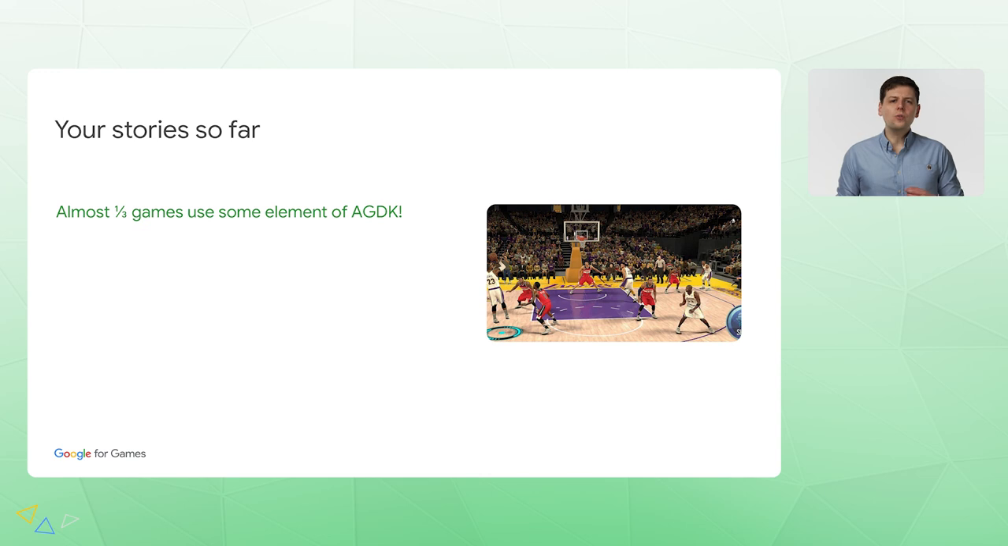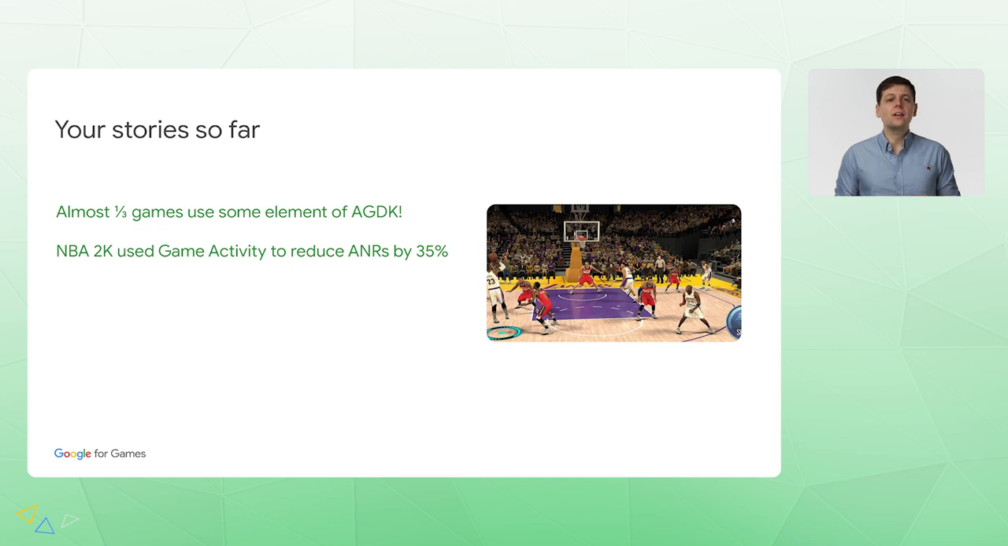So AGDK launched in July 2021, and the response has been truly great. Almost one-third of games now use some element of the Android Game Development Kit, whether it be integrating the frame pacing API, using the Game Development Extension, or one of our many other features. We've heard and shared many great stories of your successes with these products. Cat Daddy switched NBA 2K to use Game Activity and reduced ANRs by 35%.